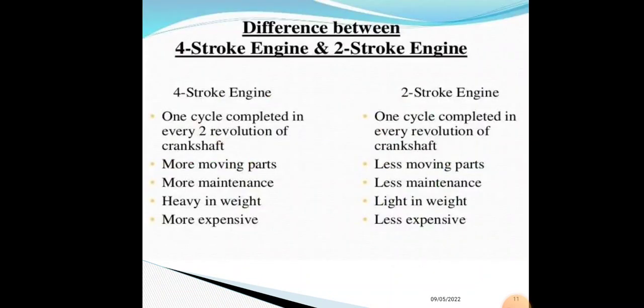Next, the difference between the four-stroke and two-stroke engine. In the four-stroke engine, one cycle is completed in every 2 revolutions of the crankshaft. Here, one cycle is completed in every revolution of the crankshaft. The four-stroke has more moving parts; here, the two-stroke engine has fewer moving parts. The four-stroke engine has higher maintenance cost, whereas here there is less maintenance. The four-stroke engine is heavy in weight, but here it is light in weight. The four-stroke engine is more expensive, but the two-stroke engine is less expensive.